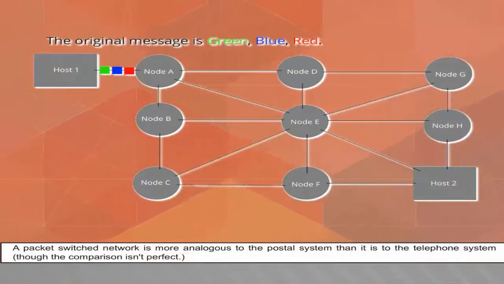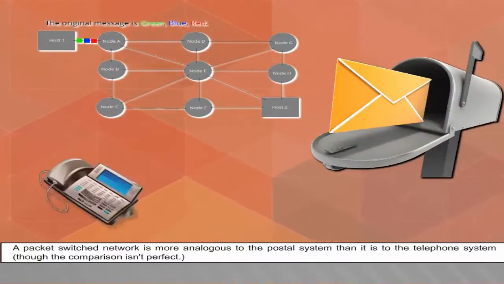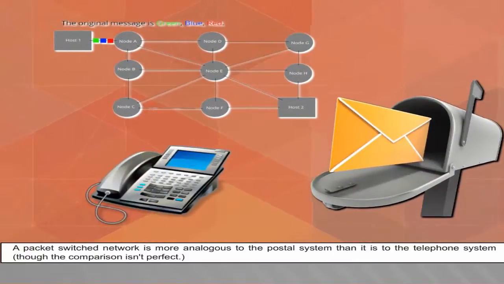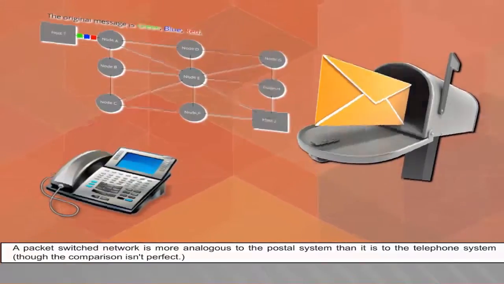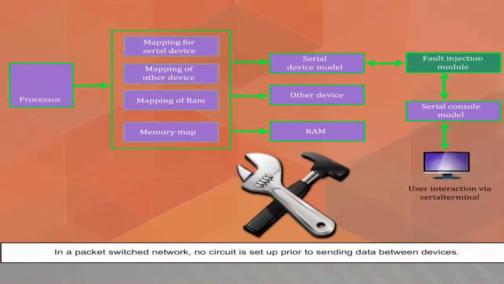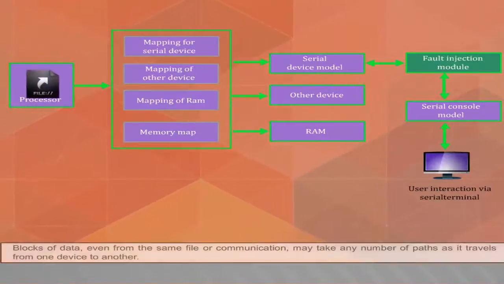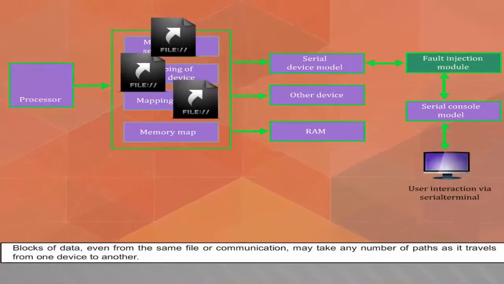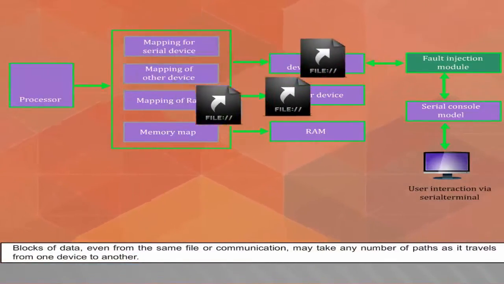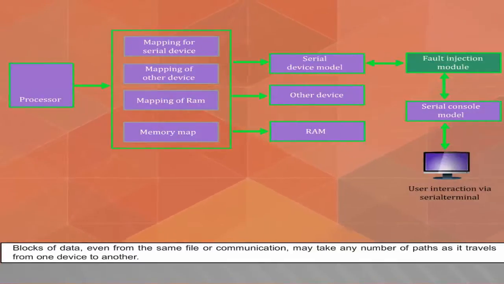A packet switched network is more analogous to the postal system than it is to the telephone system, though the comparison is not perfect. In a packet switched network, no circuit is set up prior to sending data between devices. Blocks of data, even from the same file or communication, may take any number of paths as it travels from one device to another.